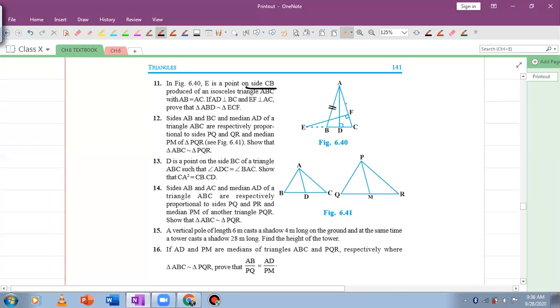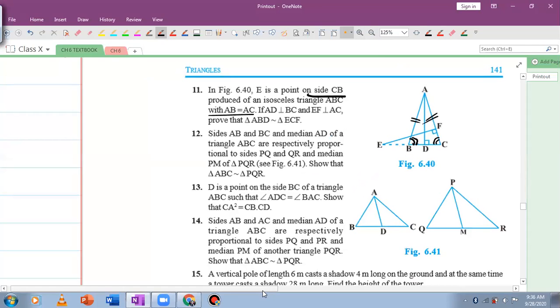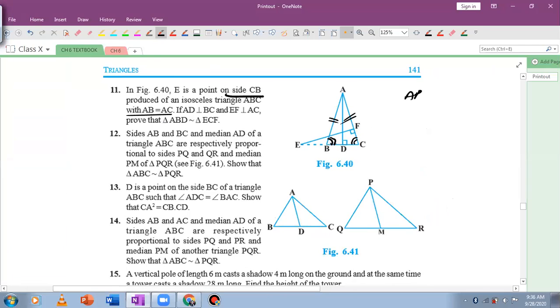The triangle is isosceles. So what can you say about the triangle? Two sides are equal. In an isosceles triangle, when two sides are equal, what else follows? Opposite angles equal. That's correct. Opposite angles will be equal. Since the two sides are equal, angle B will be equal to angle C. Since AB is equal to AC, this implies angle B is equal to angle C.